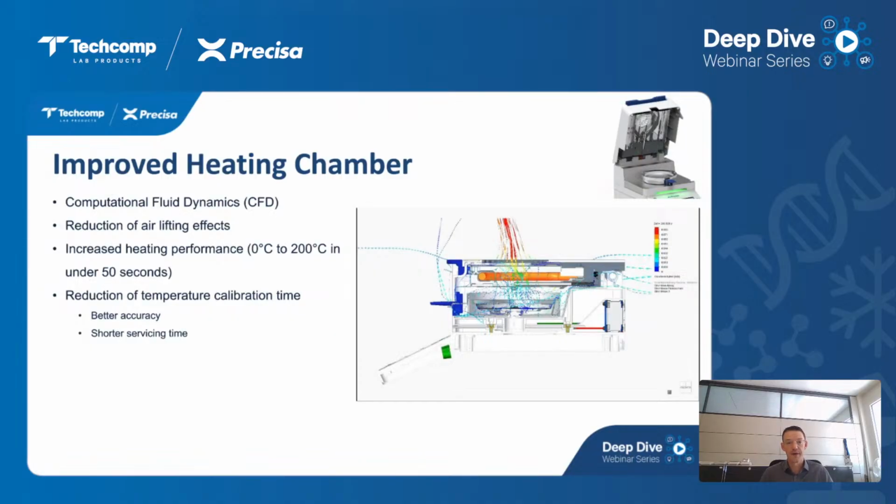We also have, thanks to this, an increased heating performance, so we can ramp up the temperature from 0 to 200 degrees in under 50 seconds. The new shape also has a positive influence on the temperature calibration time. The accuracy is better, and the calibration time can be reduced to half of what it was before. This means a shorter servicing time and also less cost for the service.